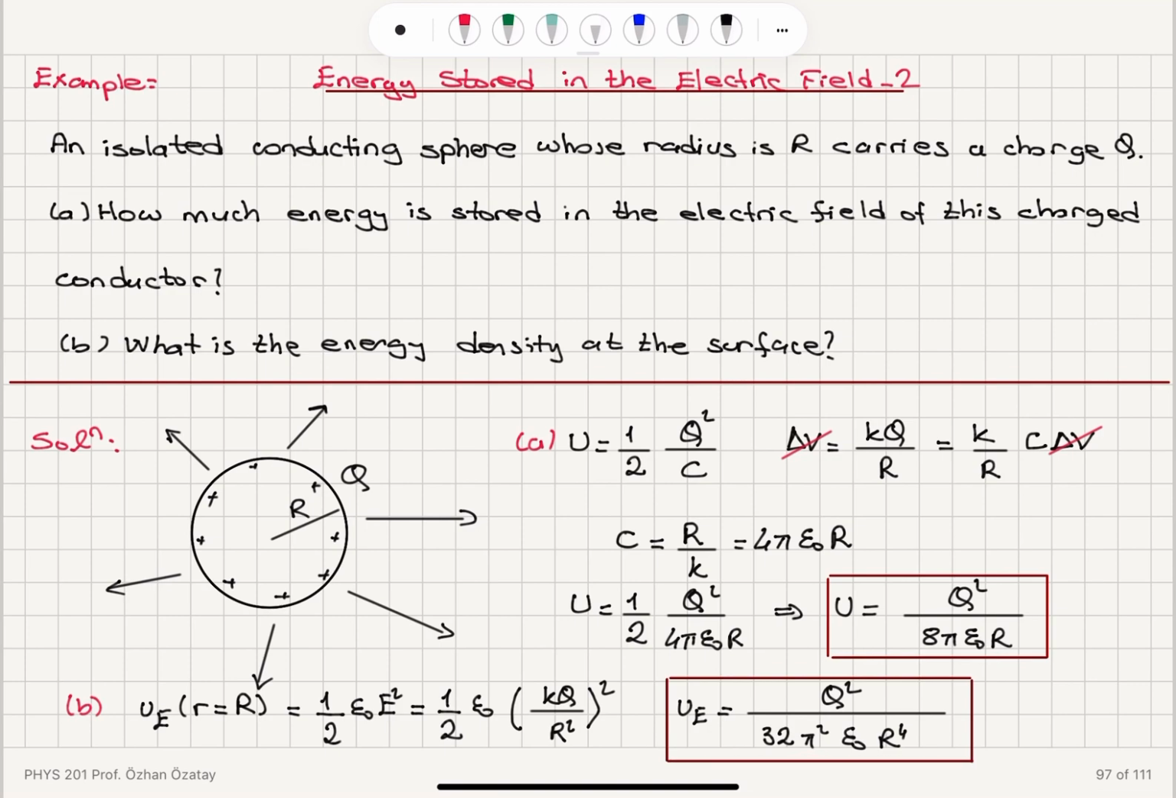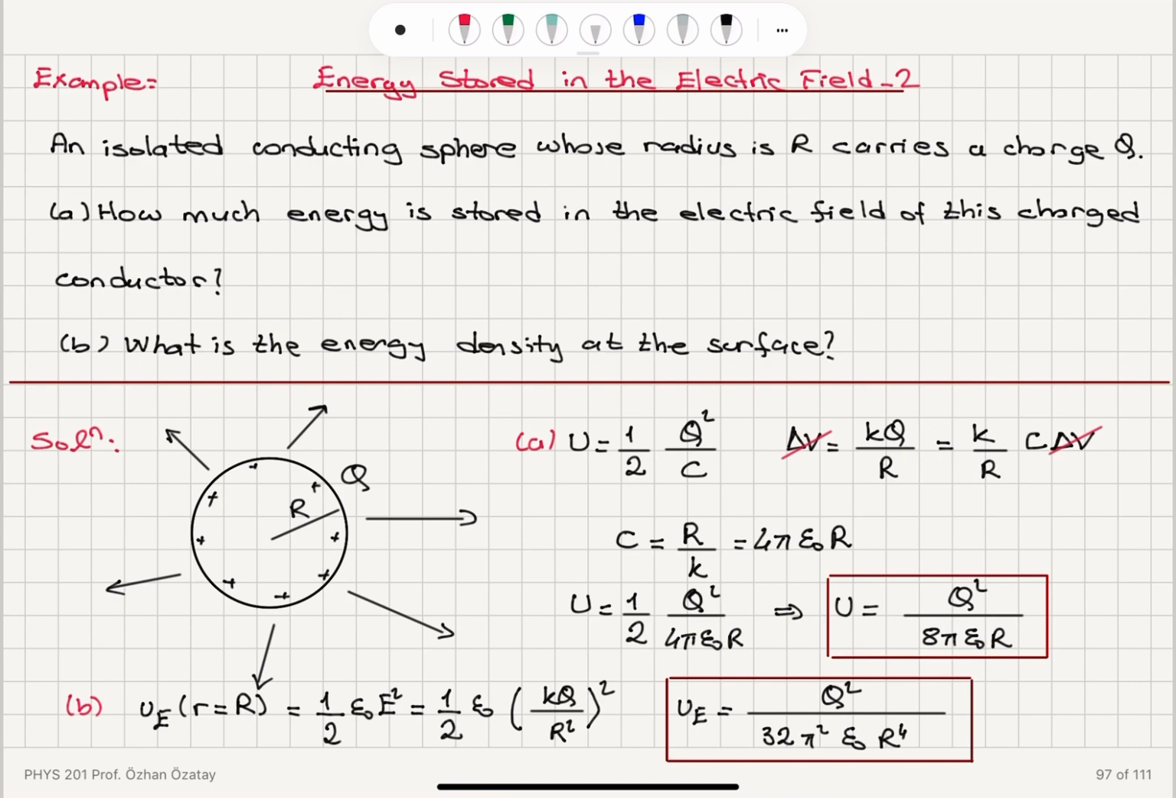So we're considering a single isolated conducting sphere, radius capital R, carrying a charge Q. This is a problem we have considered before. We found the potential at the surface is kq over r, capital R, with respect to another conductor at infinity. Therefore, since the charge stored is equal to capacitance times the potential difference between the two conductors, we find the capacitance to be 4 pi epsilon 0 r. If we substitute that here, we obtain 8 pi epsilon 0 r at the bottom and q squared on top. That's the energy stored in the electric field.